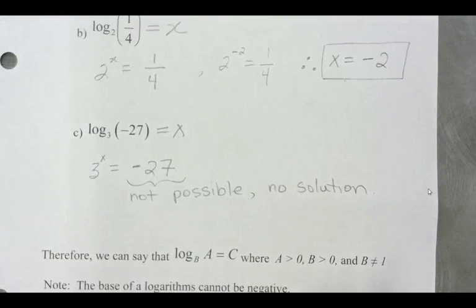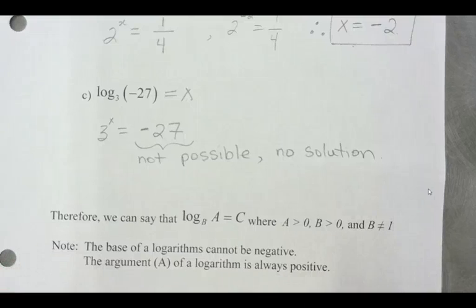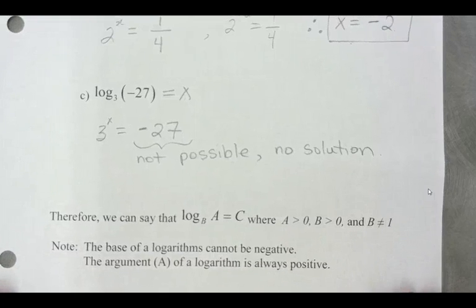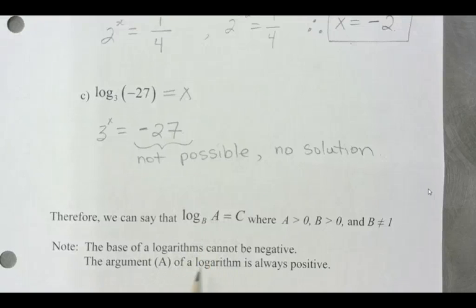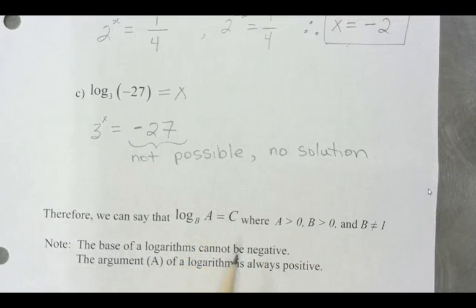Okay? All right. So we can say that log base b of a equals c, where a is greater than 0, b is greater than 0, and b does not equal 1. We've got the base of the logarithm, so note that the base of the logarithm cannot be negative. It's always positive. And then the argument a, which is right here, of a logarithm is always positive. So if we get a negative value in here, we get into trouble.